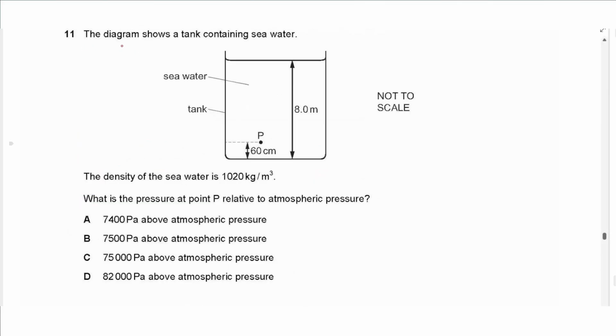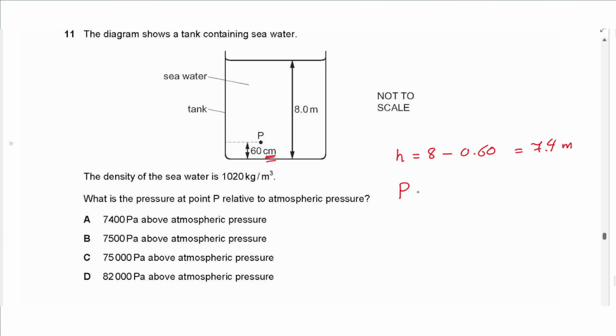Question 11 says the diagram shows a tank containing seawater. The density of the seawater is 1020 kilograms per meter cubed. What is the pressure at point B relative to the atmospheric pressure? So we have a depth of 8 minus 0.60. We must recognize that this is centimeters, not meters. So the depth is 7.4 meters.